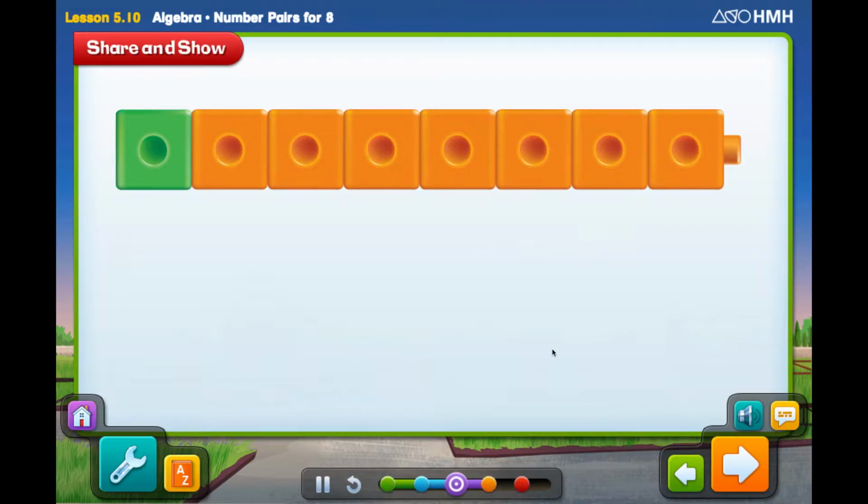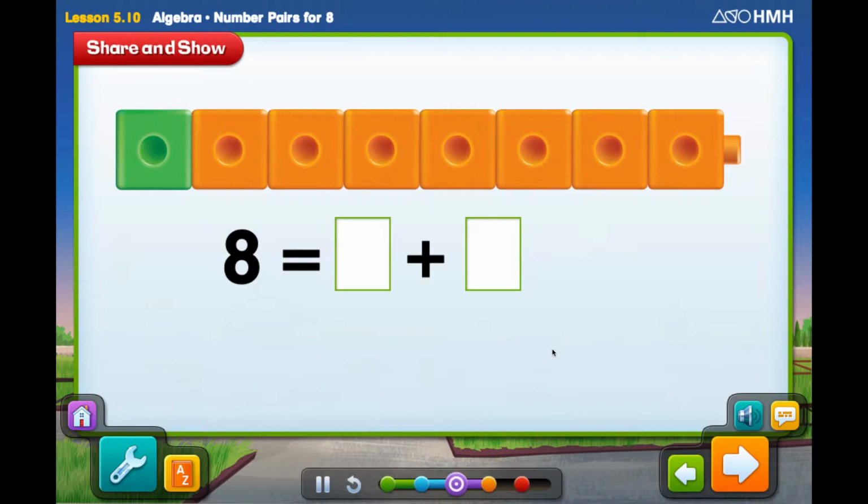This cube train shows another number pair that makes 8. You can record the number pair by using an addition sentence. Start by counting the green cubes. How many green cubes are in the cube train? There is 1 green cube in the cube train, so you would click 1. That's right. There is 1 green cube.